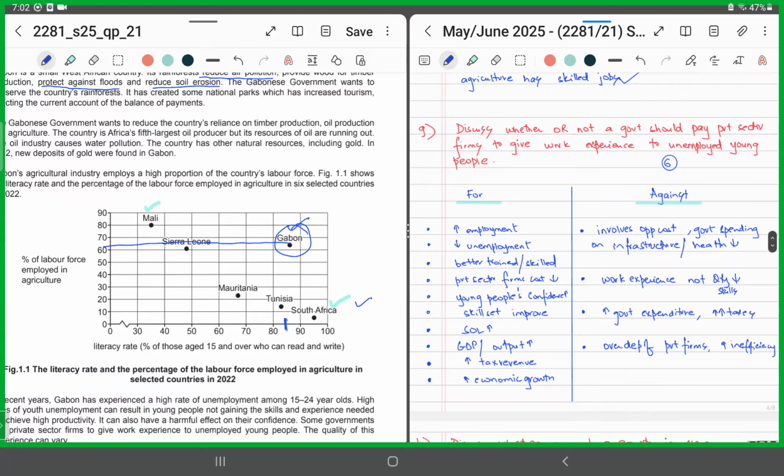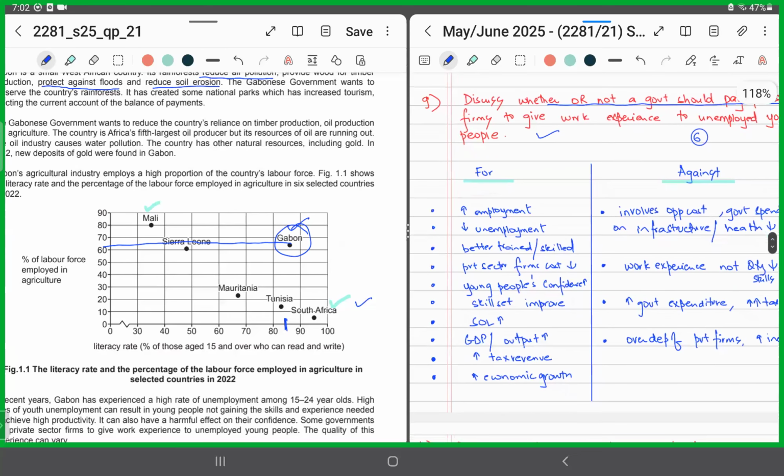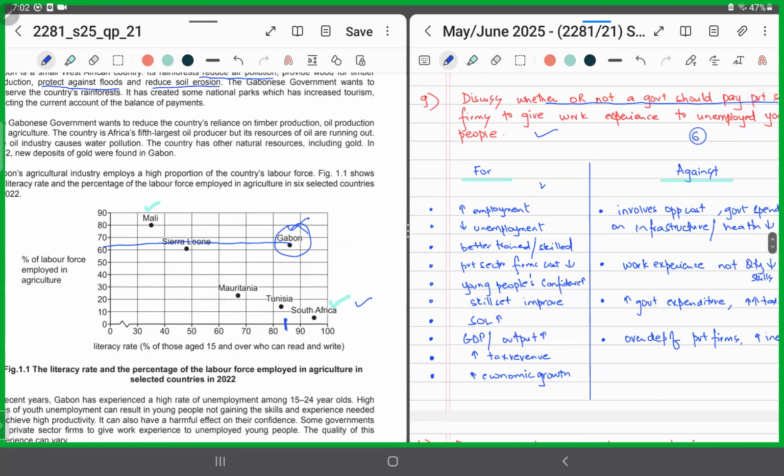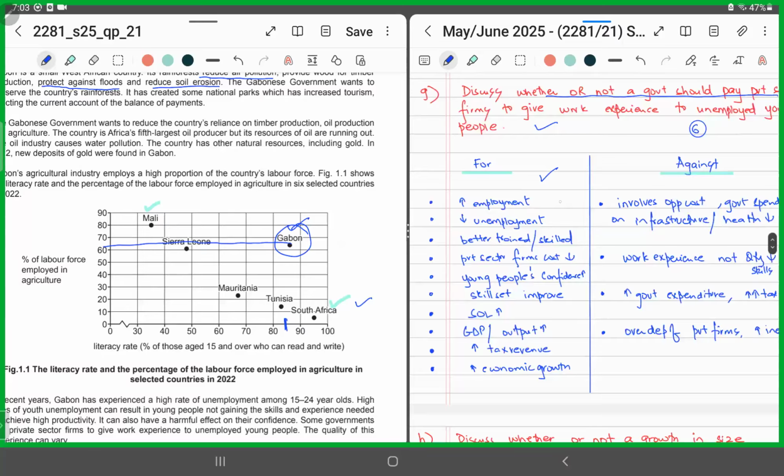It's a 6-mark question. Why? It's asking us to discuss whether or not a government should pay private sector firms to give work experience to unemployed young people. So now, if you think that yes, the government should be offering support to the private sector to employ more of youth in order to reduce unemployment, or you say no, they should not. If you say yes, it should. Why do you think? Why? Because if the government is providing support to firms in order to give more experience to unemployed, it would be increasing the overall employment level, thereby reducing the unemployment level of the country.